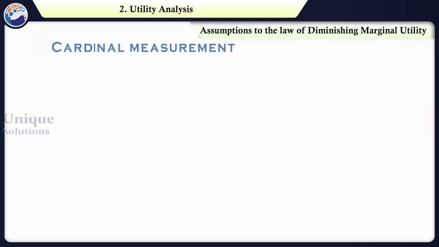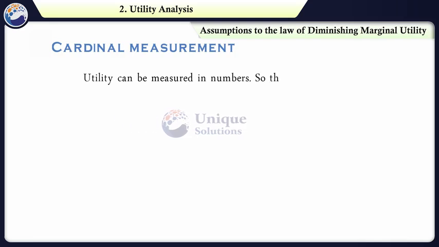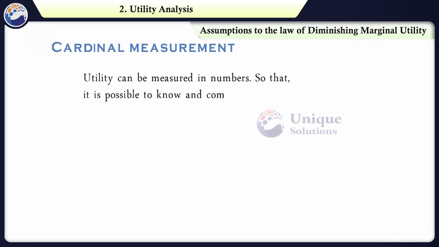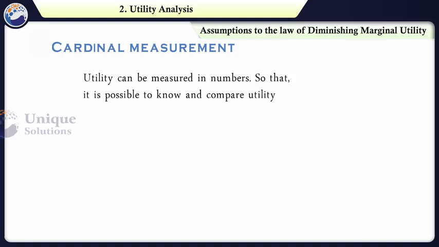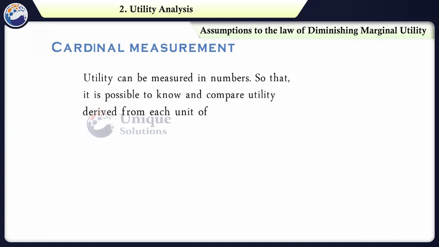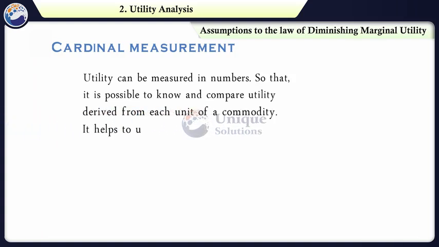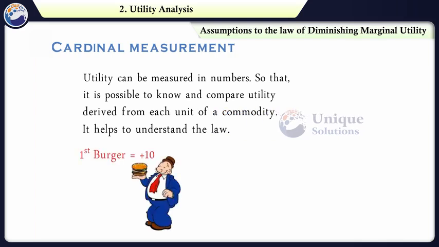Cardinal measurement. Utility can be measured in numbers so that it is possible to know and compare utility derived from each unit of a commodity. It helps to understand the law.